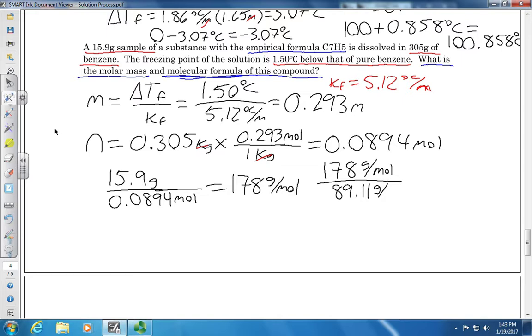89.11 grams per mole, we'll find that it approximately equals 2, which simply means that we need to multiply all the components by 2, which gives us a molecular formula of C14H10. 7 times 2 is 14, 5 times 2 is 10, and if you were to research that, you'd find that it's called anthracene, which is a joined ring structure.